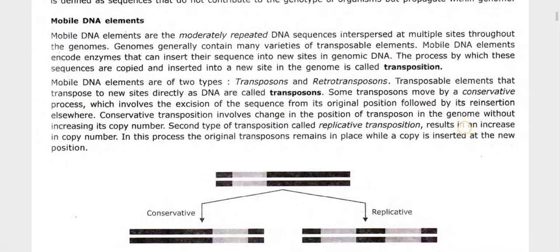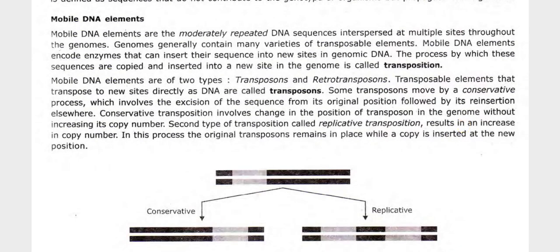And mobile DNA elements. Mobile DNA elements are the moderately repeated DNA sequences interspersed at multiple sites throughout the genome. Genomes generally contain many varieties of transposable elements. So mobile DNA elements encode enzymes that can insert their sequence into new sites in genomic DNA. The process by which these sequences are copied and inserted into a new site in the genome is called transposition. Mobile DNA elements are of two types, transposons and retrotransposons.